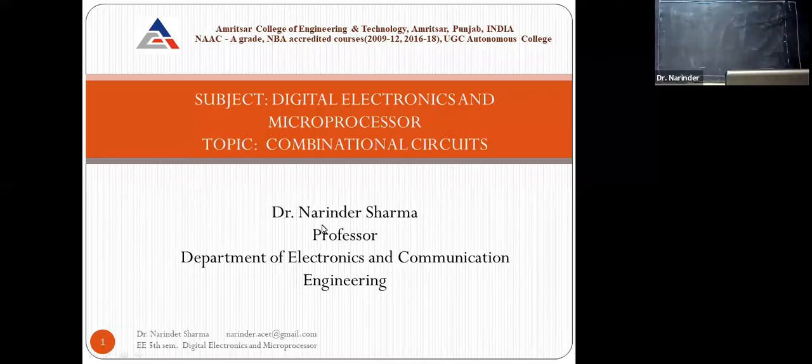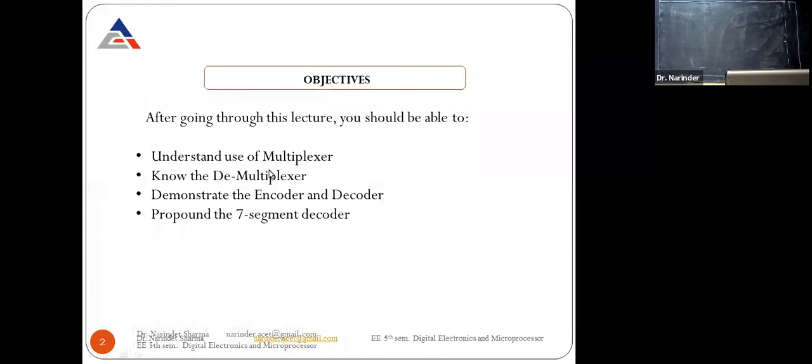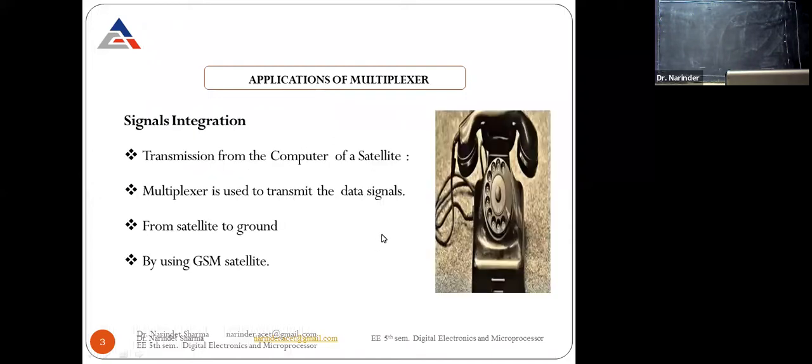Okay, students, today's lecture we will learn about combinational circuits. Which combinational circuits? That are multiplexer, demultiplexer, encoder, decoder, and there is a 7-segment decoder. So we will learn about the multiplexer, demultiplexer, encoder, decoder, and 7-segment decoder.